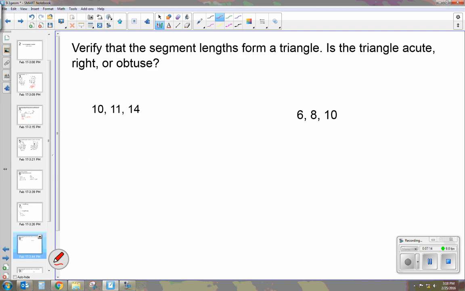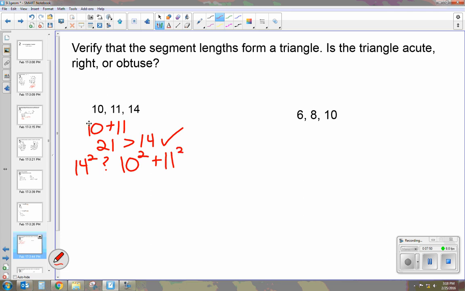So moving forward, we're going to first verify that the segment lengths form a triangle, and then we're going to figure out if that triangle is acute, right, or obtuse. So to start, to figure out if it forms a triangle, we add our two smallest lengths together. 10 plus 11 is 21, which is greater than 14, so we know we have a triangle. And now we're going to do c squared. C, remember, is always our largest side. So 14 squared. We're just going to put a question mark because we're not sure if that's less than, equal to, or greater than our a squared plus b squared, which is 10 squared plus 11 squared.